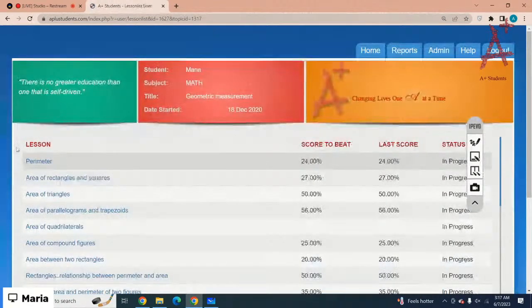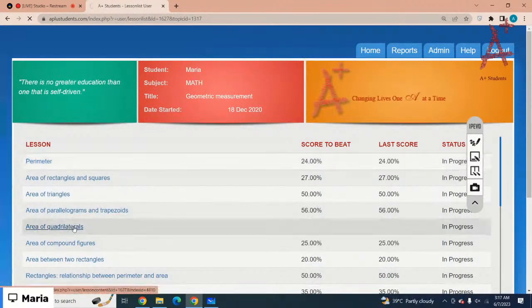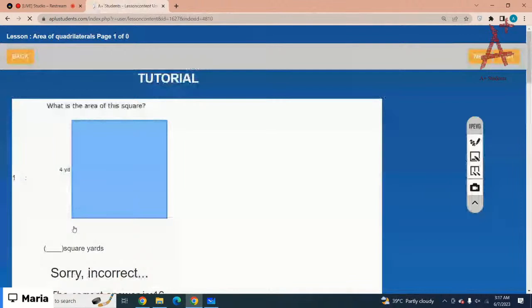And the next lesson is area of quadrilaterals. So let's just start with the area of quadrilaterals. What is the area of the square? Square has all four sides equal in length. If you are given the length of one side, that means the rest of the three have the same side length. Got it? You can see here you are given 4 yards. That means all the side lengths are 4 yards. You have to calculate the area of the square.